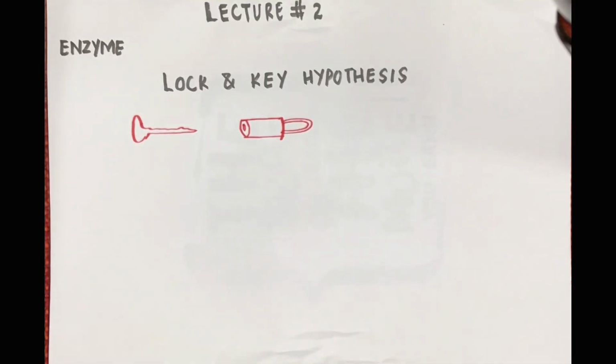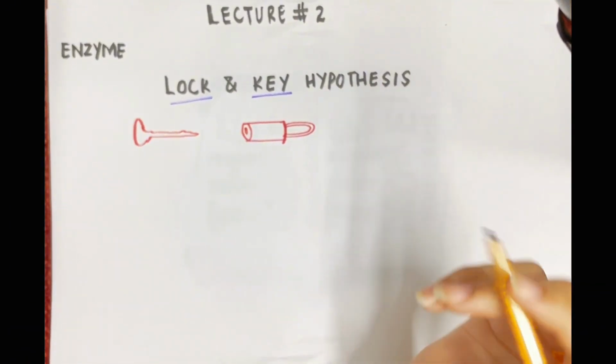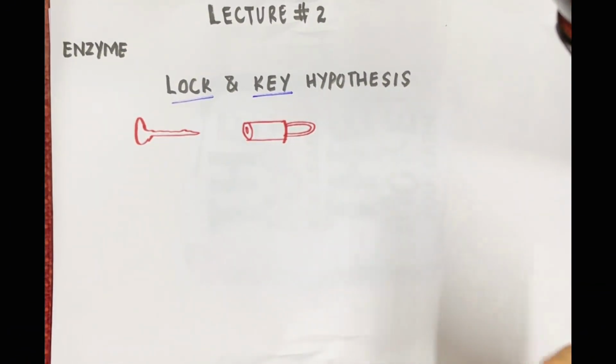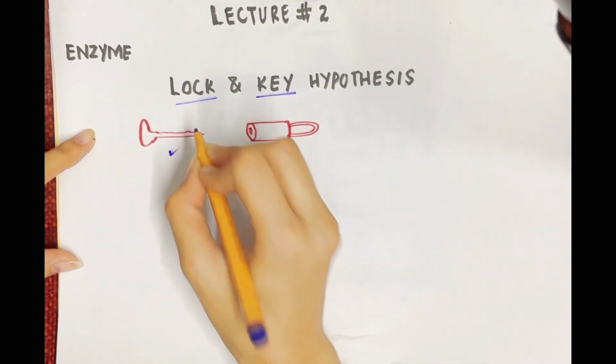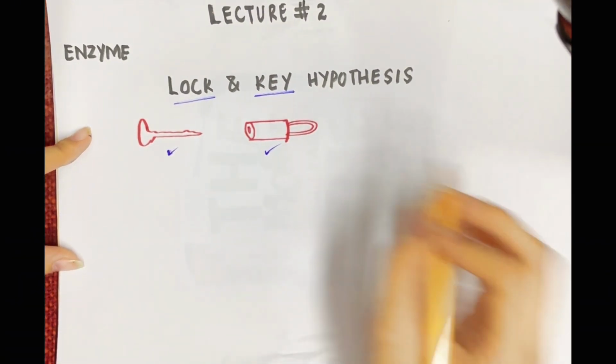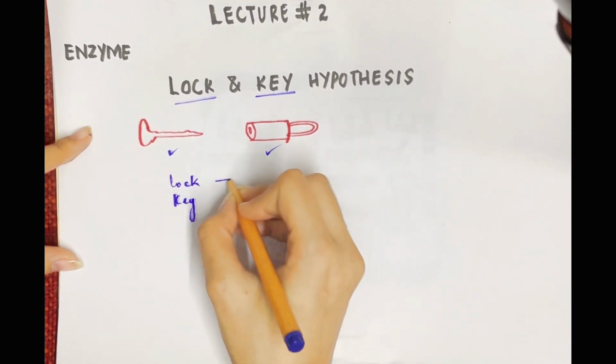Welcome to lecture 2 of enzymes, and today the topic that we have is the lock and key hypothesis. The lock and key hypothesis is a very important topic when it comes to enzymes in O-levels, and in this topic we need to remember what a lock is and what the key represents.